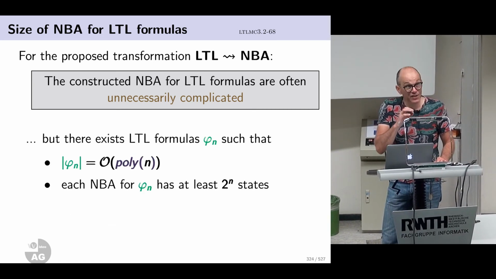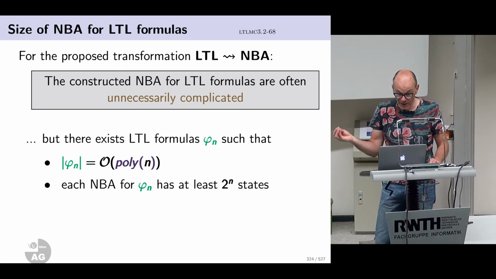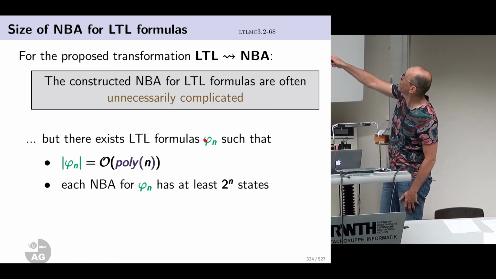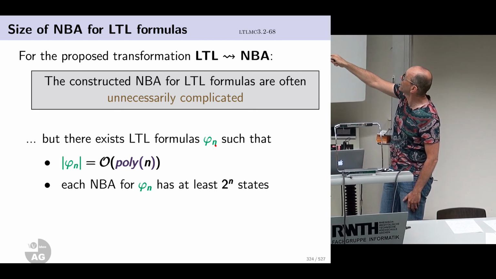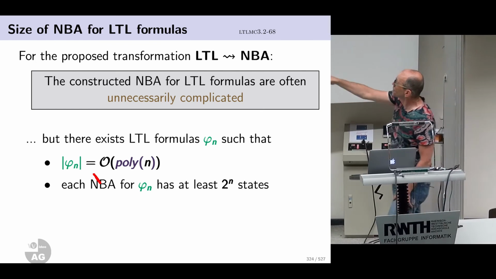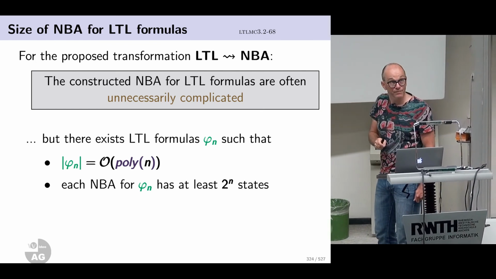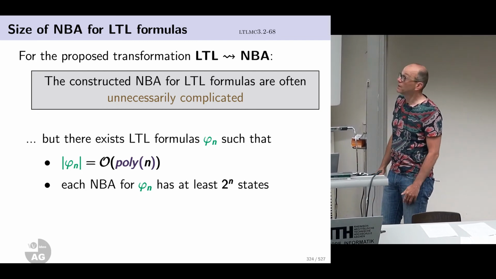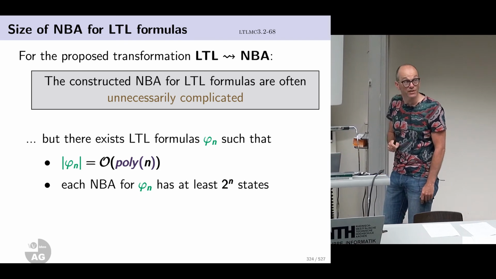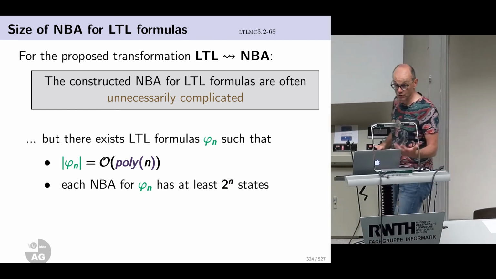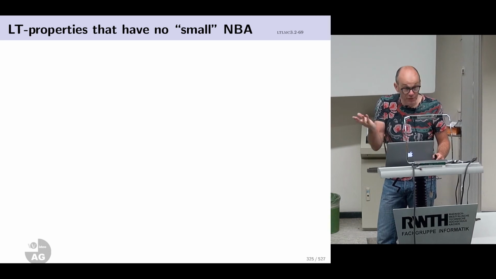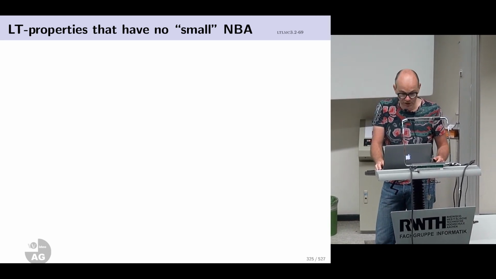Good. But there exist worst case formulas. So there are formulas for which this exponential blow up is unavoidable. So there exists actually a family of formulas. So phi n simply means it's a family of formulas where the subscript n says something about the size of the formula. So the size of phi n is polynomial in n. I will show an example in a minute. But I will argue that every NBA for such a formula has at least exponentially many states. Okay, so this shows you that the blow up, by means of an example, is unavoidable. So this is an LT property that has no small non-deterministic Büchi automaton.